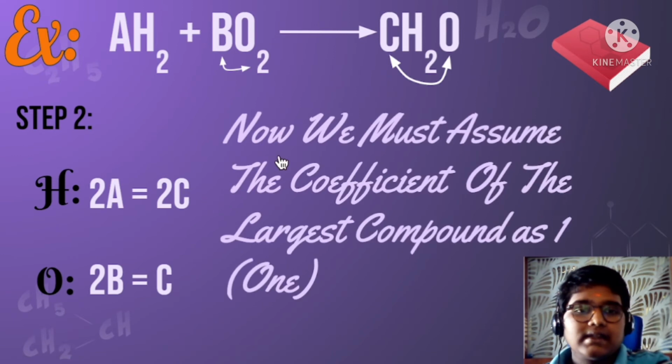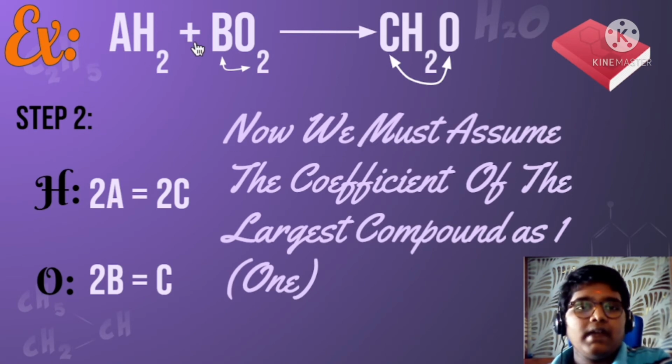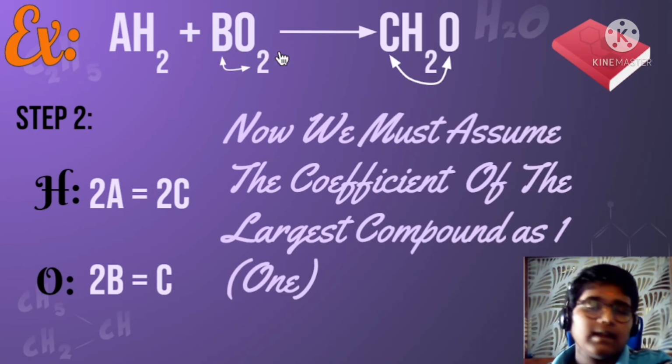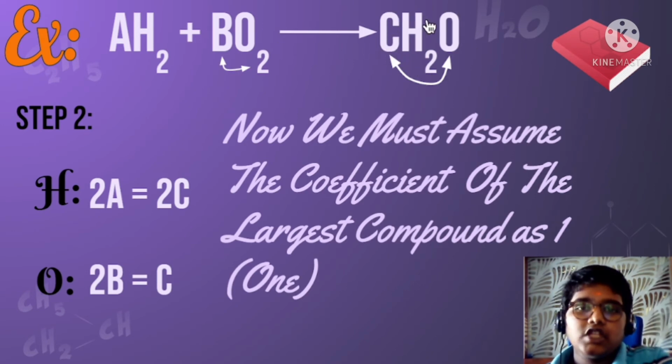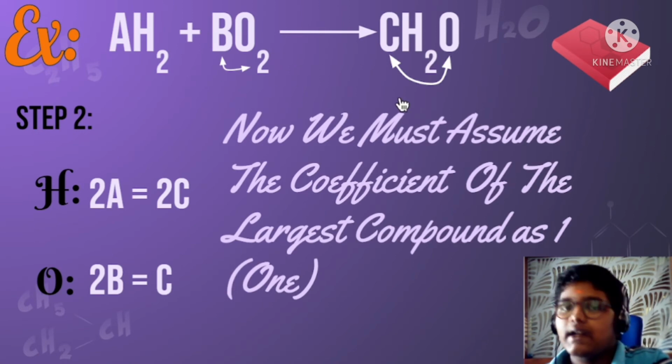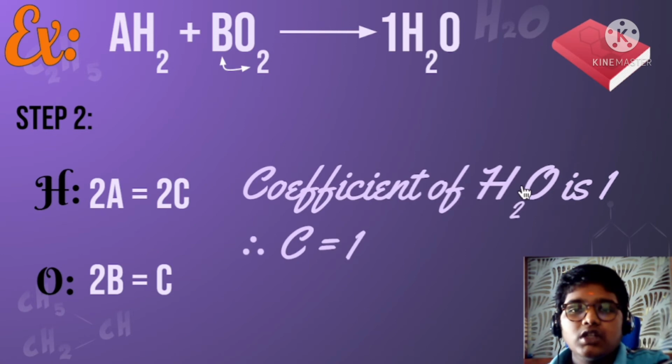Now let us assume the coefficient of the largest compound as 1. The compound can be either on the reactant side or the product side. As I can see, H2O is the largest compound in the whole equation, and it could be on either the left hand side or the right hand side. Presently it is on the product side. So we must assume C as 1, which means the coefficient of water, that is H2O, is 1.